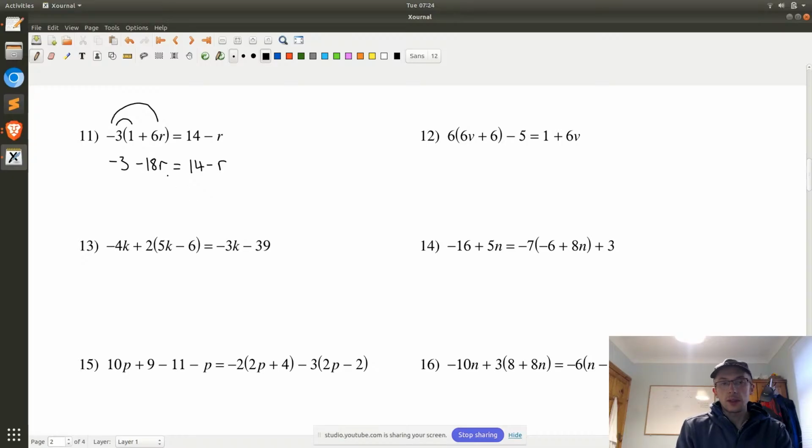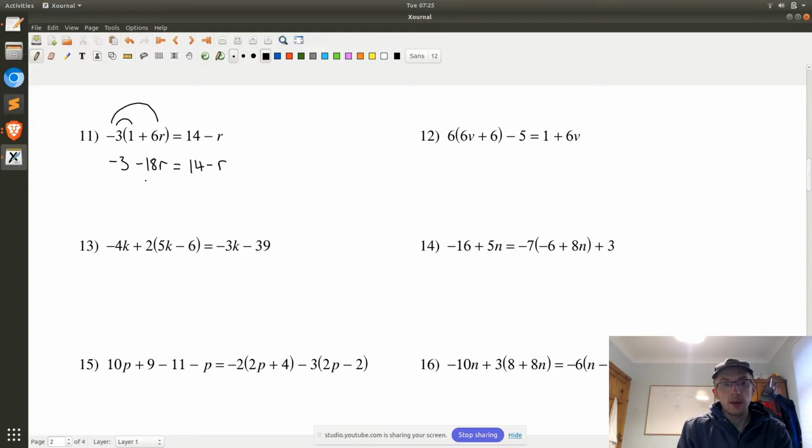Now, we want the r's to just appear on one side of the equation, and then all the numbers on the other side. Okay, so right now, -18r is on the left and negative r is on the right. So we have a choice. We could add r to both sides. That's one way to do it. So let's just do it.